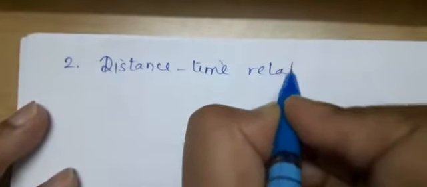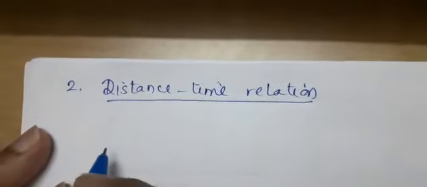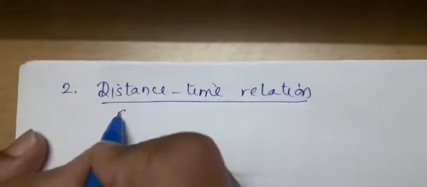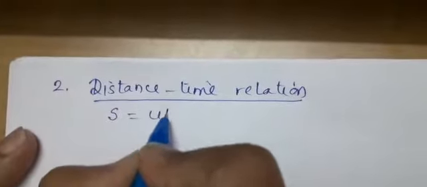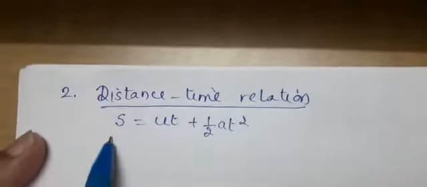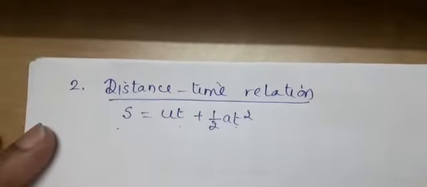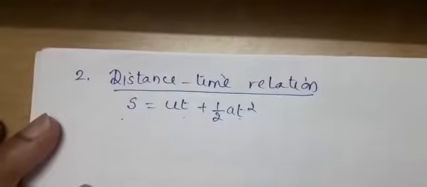Now after this, next equation of motion is distance time relation. Distance time relation, that means distance is s, we have to find s equal to ut plus half at square as relation between distance and time. So that's why it is distance time relation. So how to proceed for it?